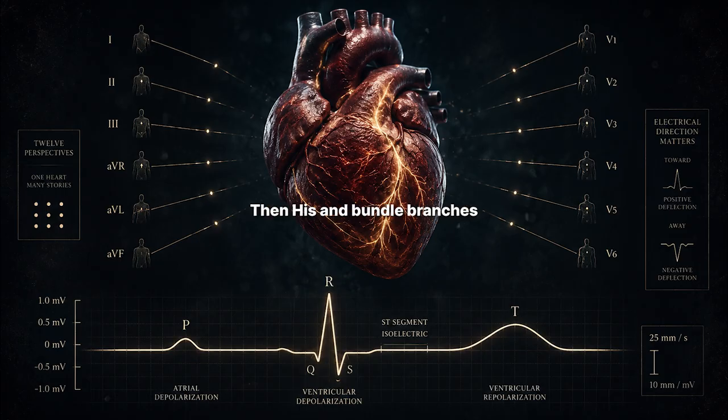The bundle of His and its branches sent the impulse rapidly down. Purkinje fibers spread activation through the ventricular walls. The larger ventricular mass depolarized, and the QRS became the dominant trace. Electrical activation came first, mechanical contraction followed.